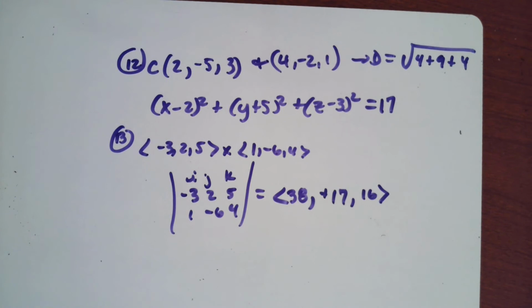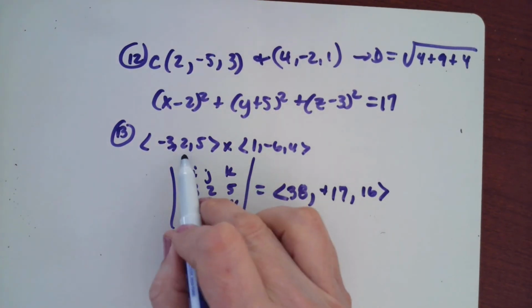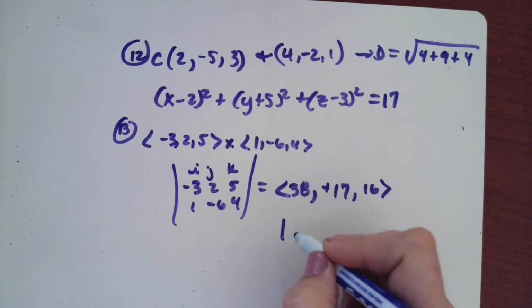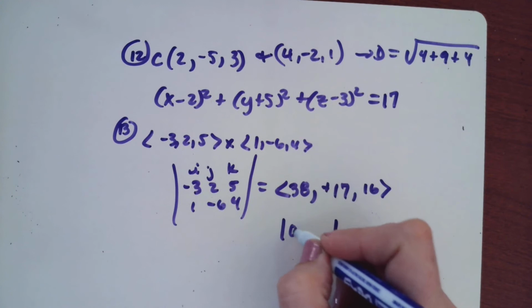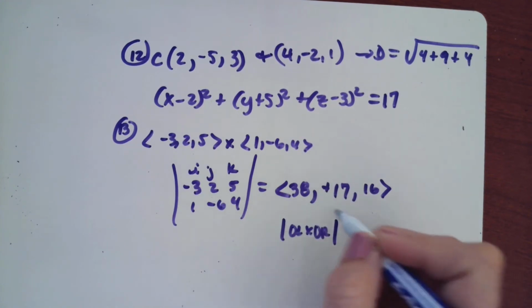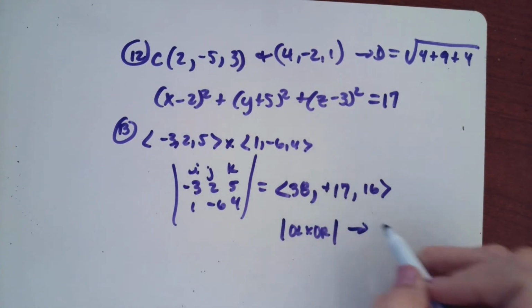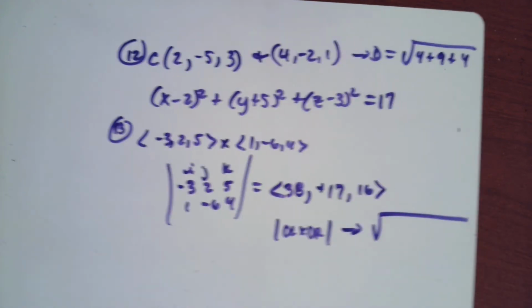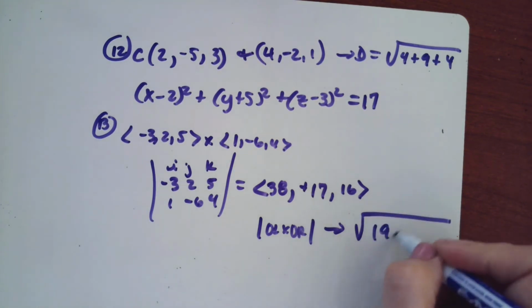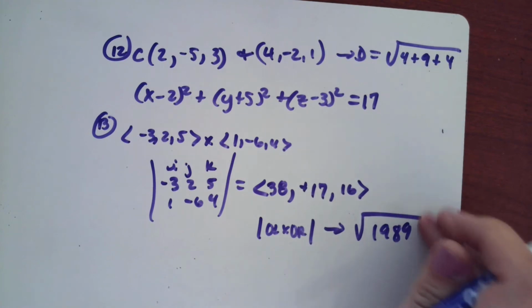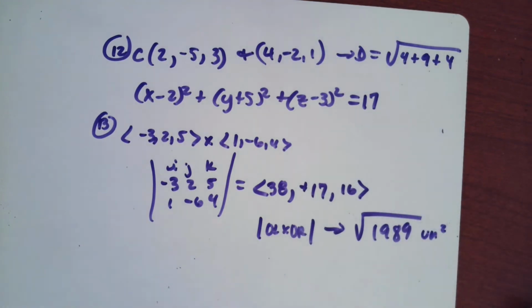Part C says calculate the area of a parallelogram that has these 2 vectors as its sides. Well, that means it's just the magnitude of the cross product of OL and OR. Well, I already have that here. So the magnitude would be the square root. Let's square those and add them up. So I got 38 squared plus 17 squared plus 16 squared. And that comes out to 1989 inside here. And it's an area, so we will say units squared.